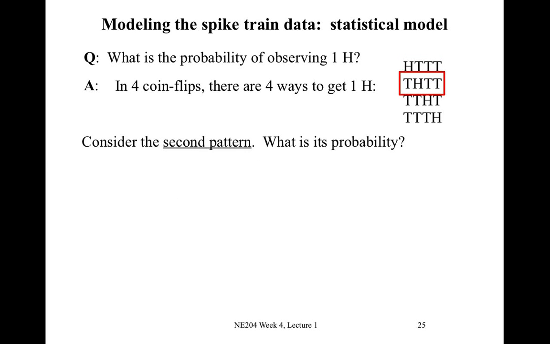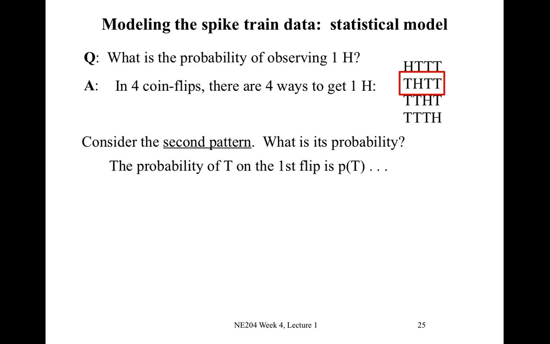So what about this second pattern? So we said we have 4 patterns. We have 4 possible ways of observing 1 H in 4 flips. We've thought about the first pattern. Let's consider this second pattern where the spike, or the H, occurs on the second flip. So what is the probability now, focusing on this second pattern shown here in the red box?